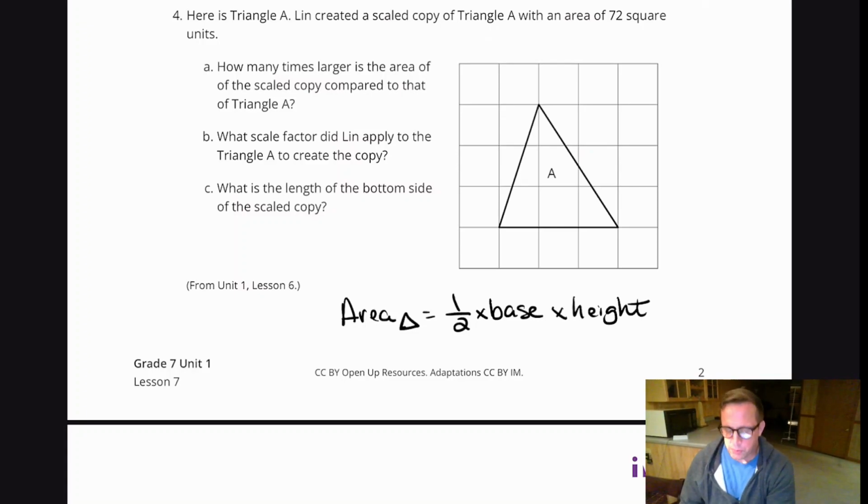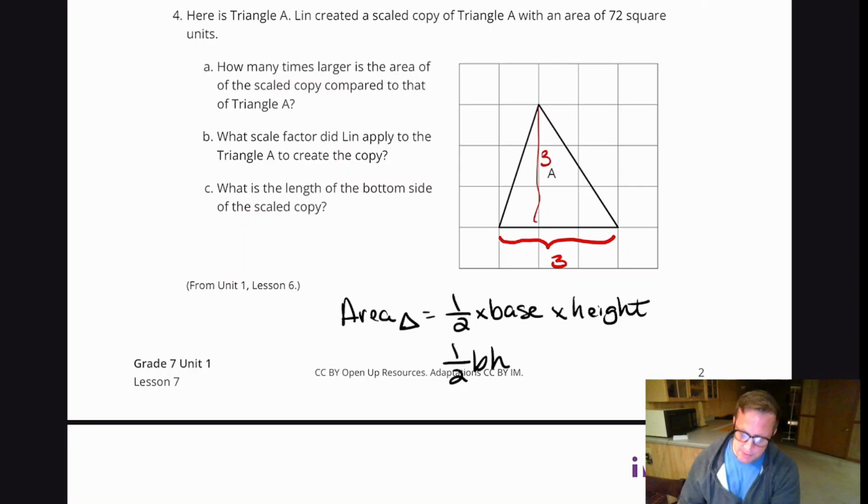You might have also been told to just do base times height divided by 2, because that works just as well. But if you ever look up the formula for the area of a triangle, it's always going to give you like 1/2 BH. It's a very algebraic way of writing it, but 1/2 times base times height. So what we have right here is a base of 3 and a height of 3. So you got 3 times 3, which is 9. Okay, and then 9 divided by 2 is 4.5.